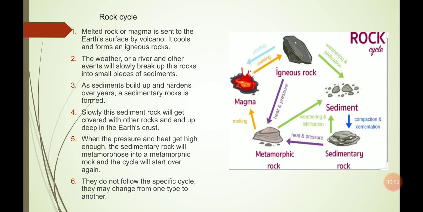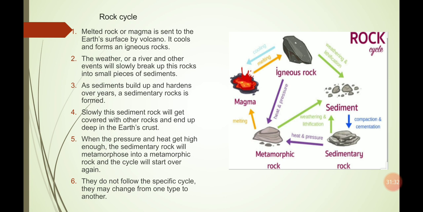So look at this point that is mentioned. The melted rock or magma is sent to the earth's surface by volcano. So the volcano helps to take out all the magma, and when it cools, it forms the igneous rock. This is very easy. The other one is the weathering procedure, like river, water, air. It starts breaking the rocks into small pieces of sediment. As sediment builds up and hardens over years, a sedimentary rock is formed. So these sediments start settling down layer by layer, and it becomes the sedimentary rock.